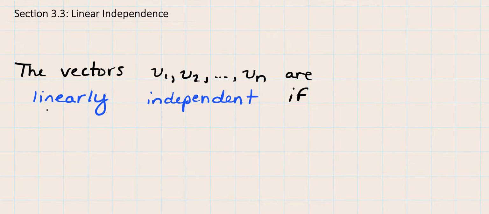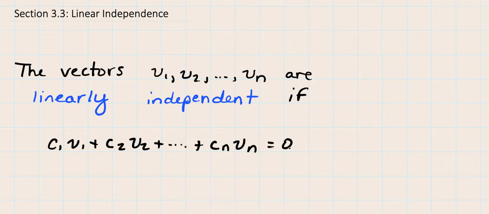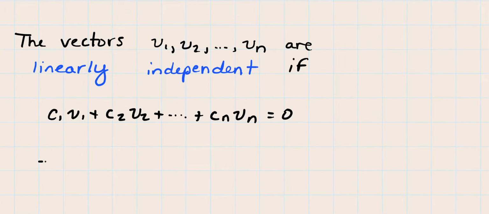c1 v1 plus c2 v2 all the way to cn vn is equal to 0 if and only if c1, c2, all the way to cn is equal to 0. So this is saying the only time we can have a linear combination of these vectors equaling the 0 vector is when every one of these coefficients, these scalars, is equal to 0.